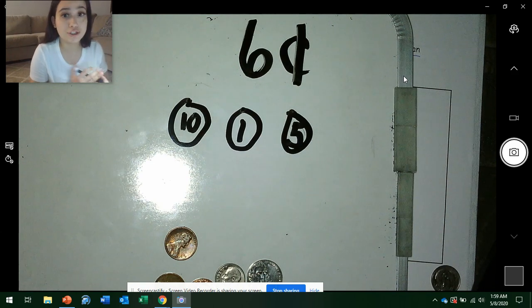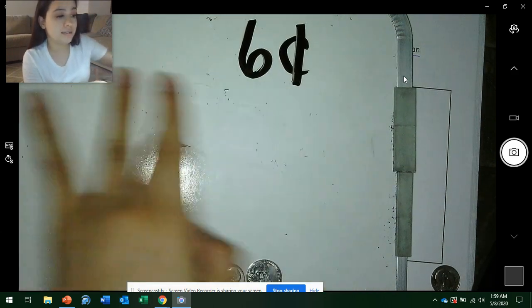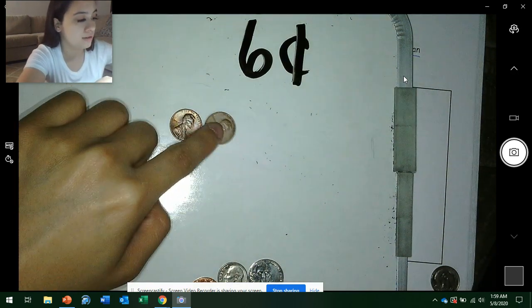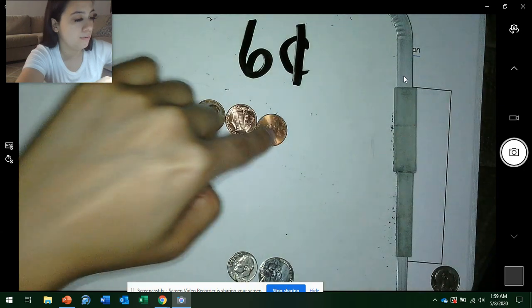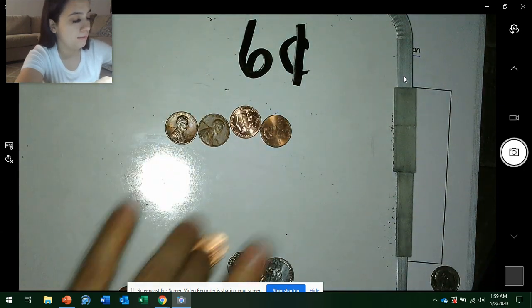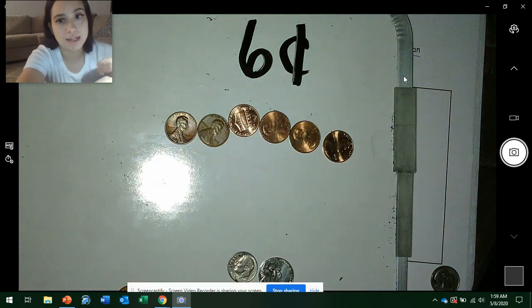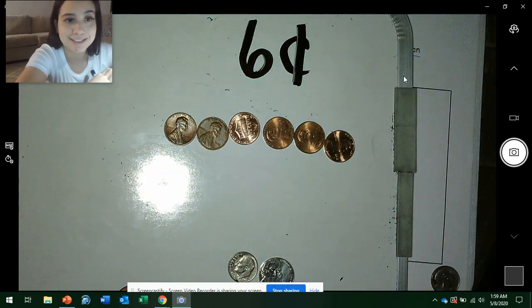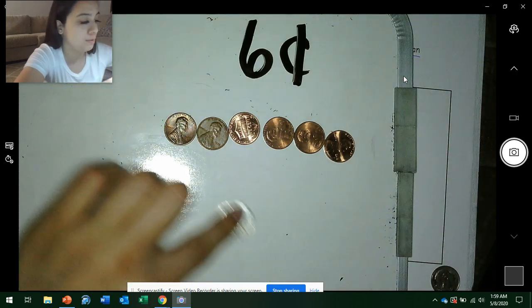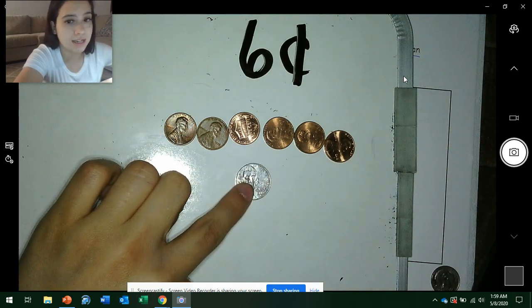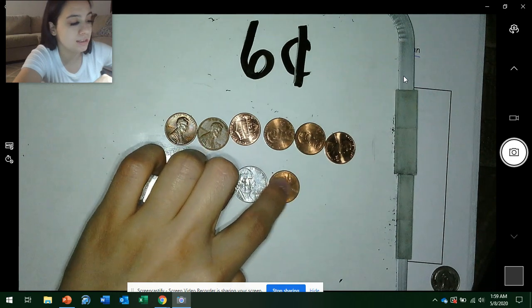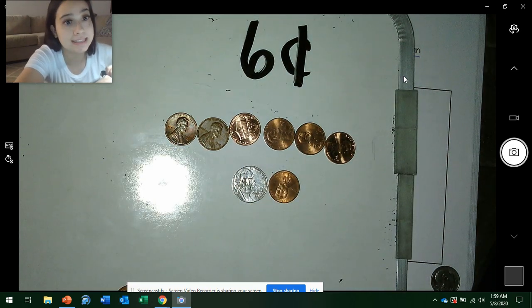Okay, at this point you should have made 6 cents in different ways. So we could have used 1, 2, 3, 4, 5, 6 pennies, because each penny is 1 cent, so 6 pennies is 6 cents. Or we could have used 1 nickel. This is 5 cents. And how many more to make 6? Get ready. 1 more, right? So a penny's worth 1 cent. So that's another way you could have made 6 cents.